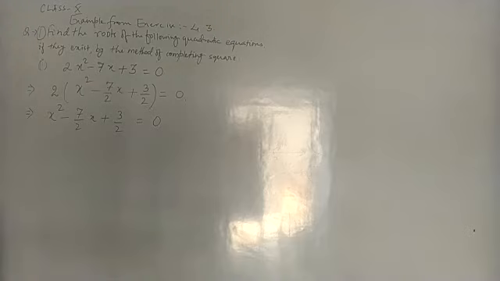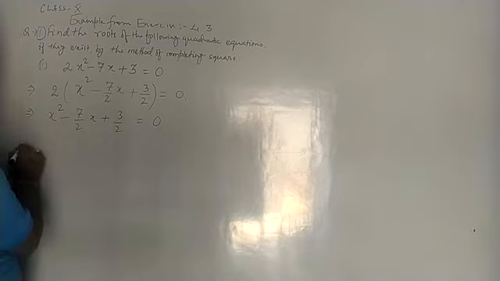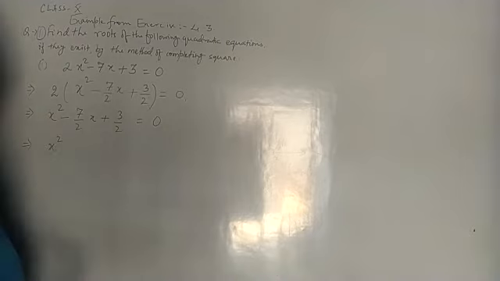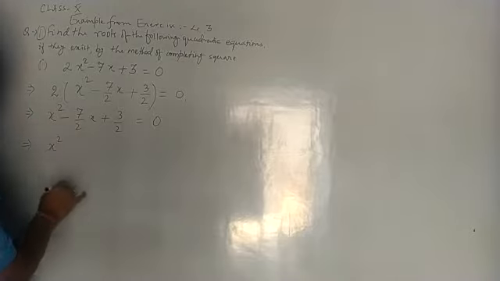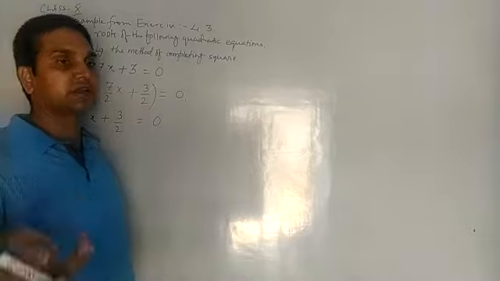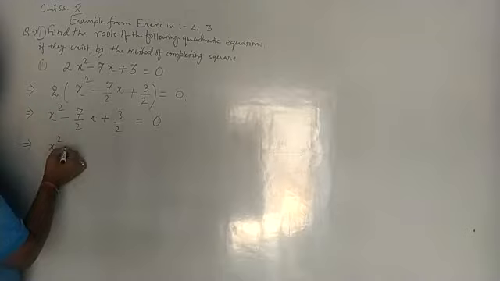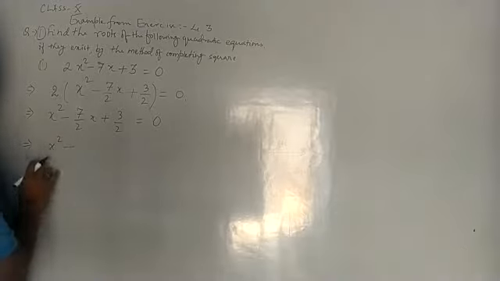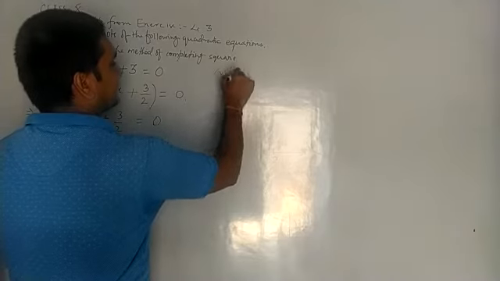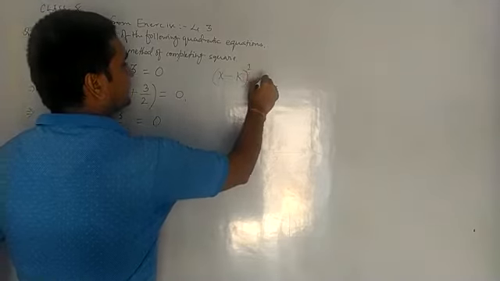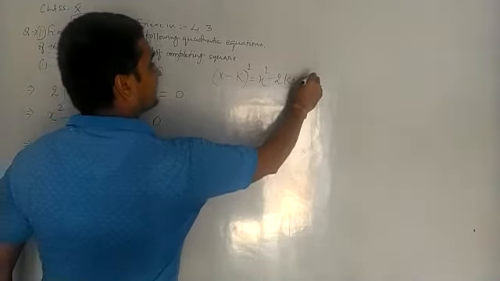Now you see, what can we do? x square. Now we need to make a perfect square like x plus something whole square or x minus something whole square. Look, minus is the second term in this expansion, so we will write minus. And if you do x minus, suppose k, whole square, what do we write? x square minus 2k into x plus k square, that we write.